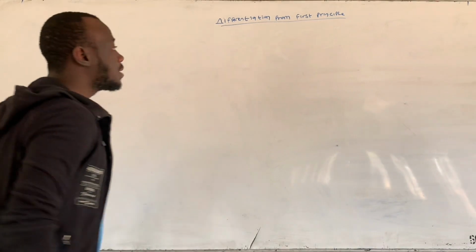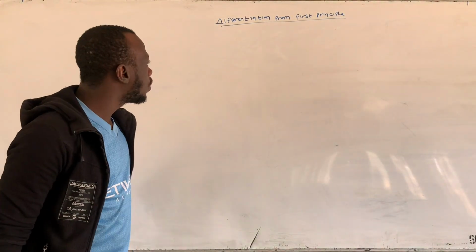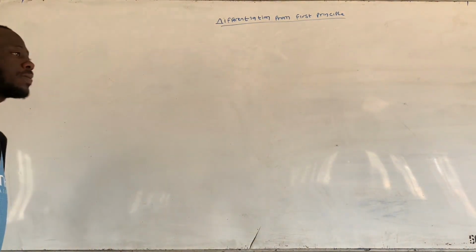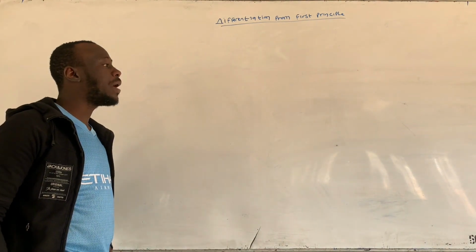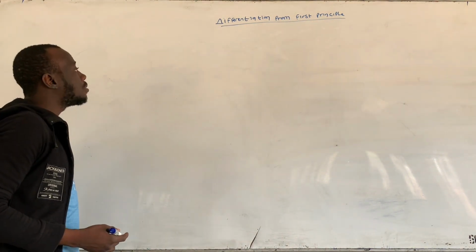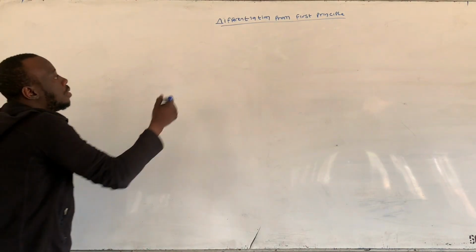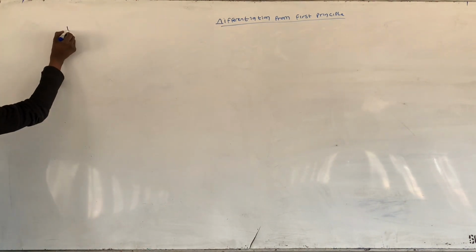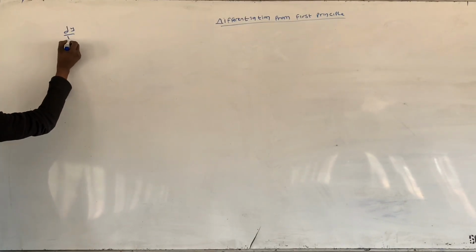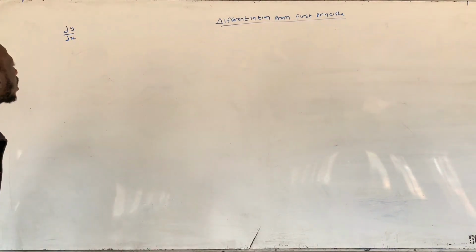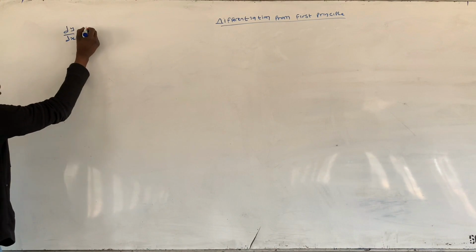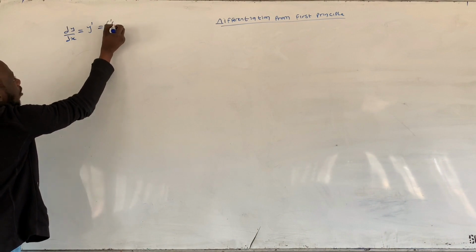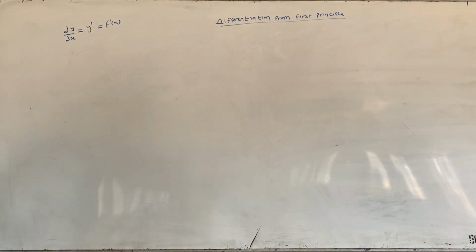Hello guys. Today we are going to discuss differentiation from first principle. We all know that during differentiation, we are always trying to find the tangent of a curve. For example, dy over dx is called the tangent of a curve, which is equivalent to y prime, or f prime of x.